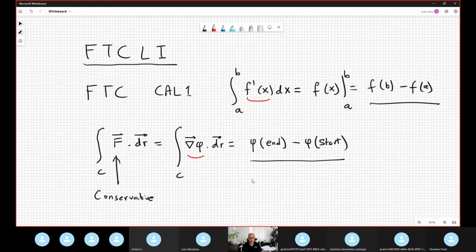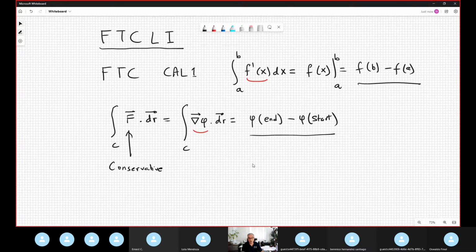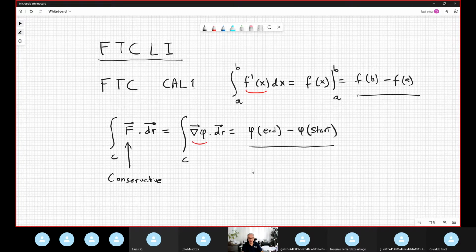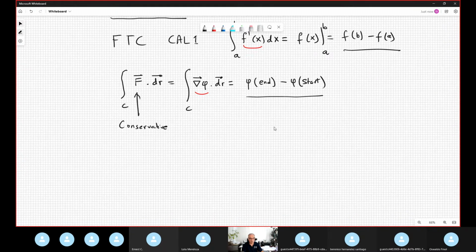Now, if you understand this very well, if it is not conservative, no. But it is obvious that in Calc 1, if this is not the derivative, we cannot affirm this. Okay. So now, one important conclusion that I take from this.